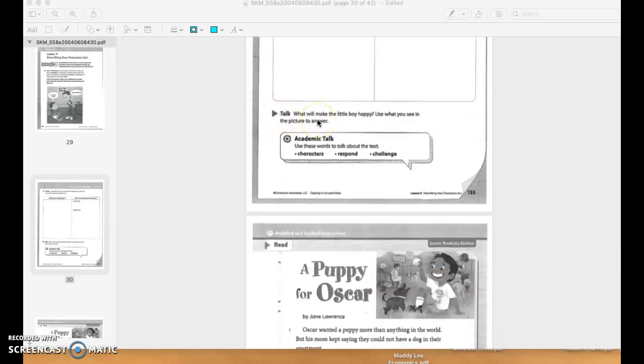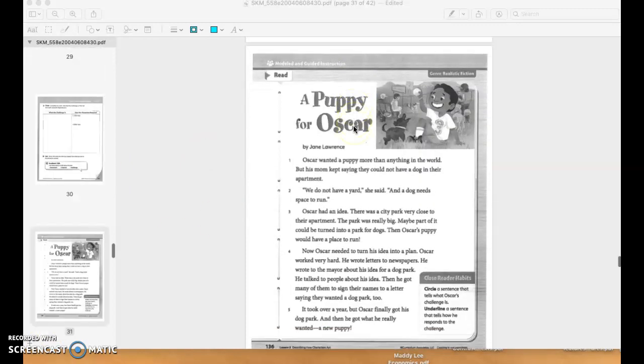Next, it wants you to talk. I want you to talk. What will make the little boy happy? Use what you see in the picture to answer the question. You're going to talk to anyone. You can talk to a parent. You can talk to a sibling, a brother. You can talk to anyone about this answer here.